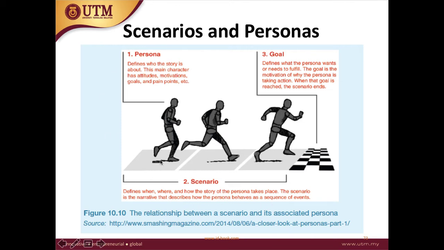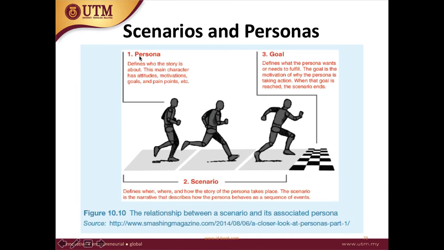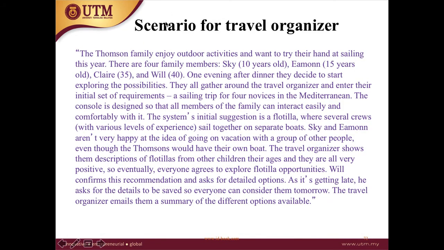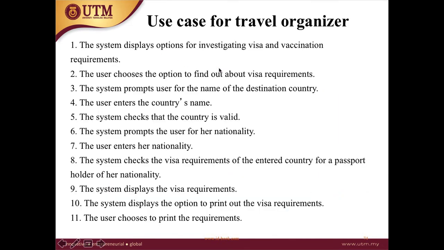So this is a diagram to show the relationship between persona, goal, and scenario, right? So this is the scenario. The persona and the goal are connected to each other, right? Okay. So, use case for the travel organizer. After you get the scenario here, based on observation, questionnaires, and so on, you know the relationship, and you put all the scenarios into use cases for the travel organizer.